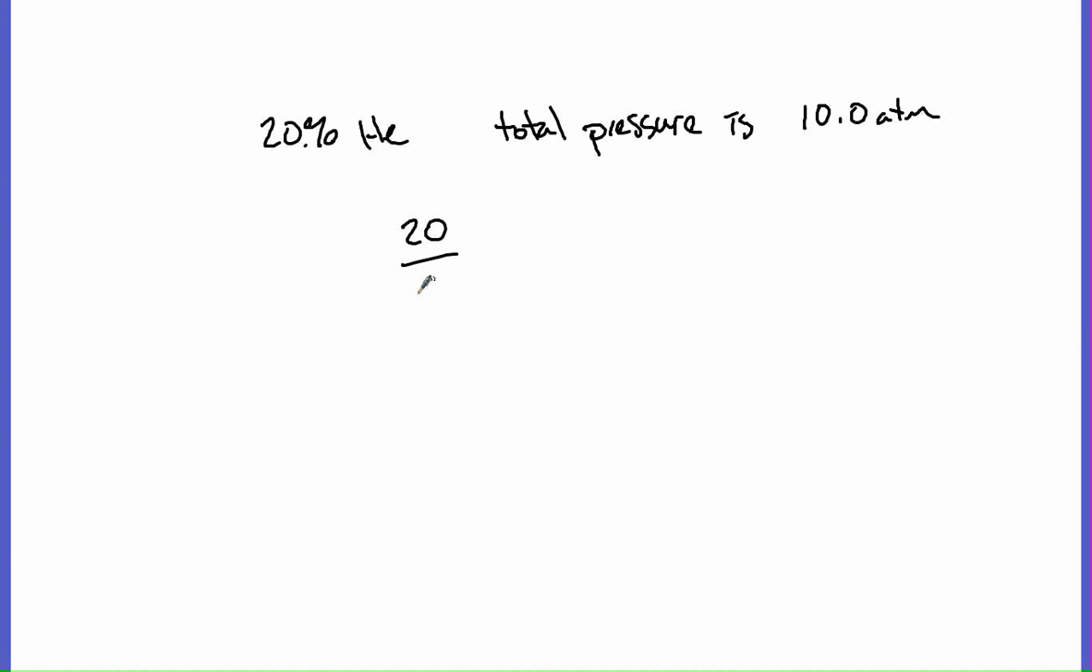I can do that by setting up a ratio if I want to. I can always do percent over a total, which would be 20 over 100 in this case, is equal to some other part over a total. Excuse me, the total is actually 10 in this case. And solve for what's missing. I know that because this is pretty simple math, since this 10 is 10 times smaller than 100, x is going to have to be 2. But I need 2 sig figs, so 2 atmospheres would be the partial pressure for helium in this tank, in this system, whatever it is.